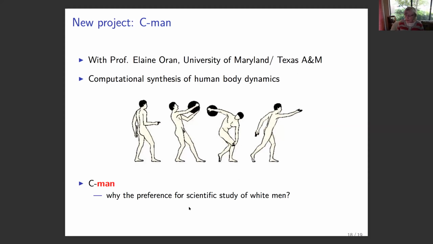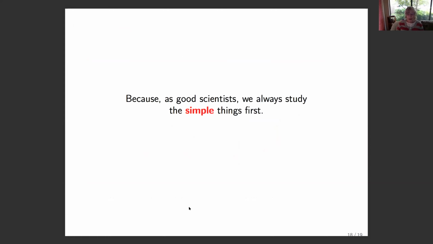Now, many in the audience will be saying, well, not another study of white men. What is this preference? Why the preference for using white men in scientific studies? Well, it's because as good scientists, we always study the simple things first.